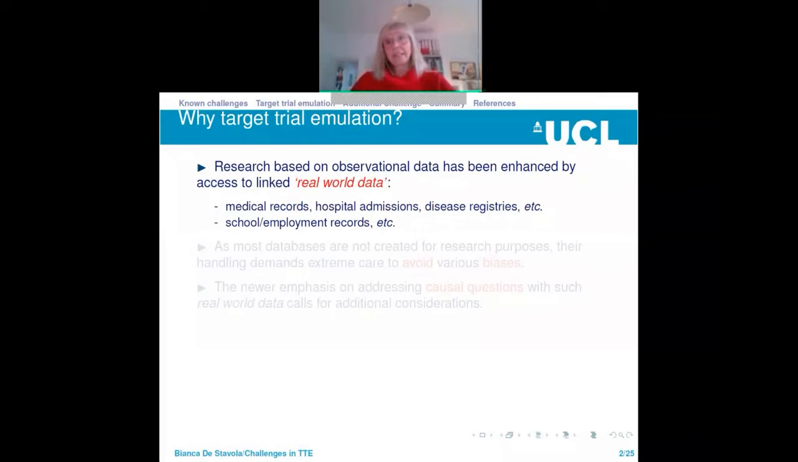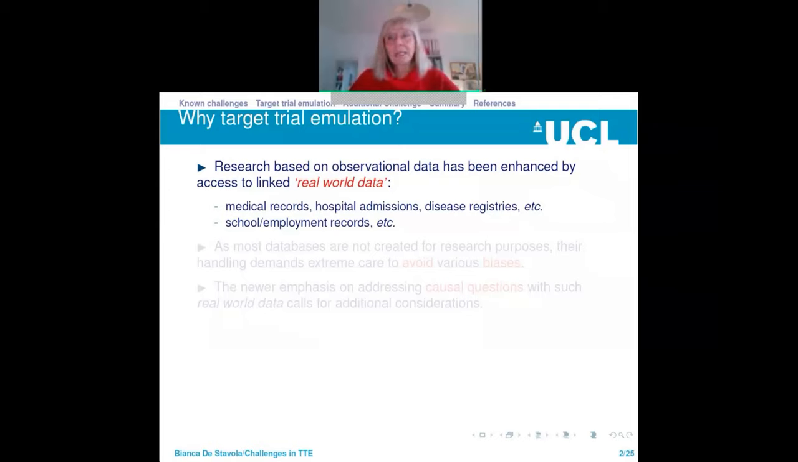Research based on observational data has certainly expanded lately with the access to linked data from different administrative and official sources, what is sometimes referred to as real-world data, or RWD. This consists of medical records from tertiary access to hospital admissions, disease registries, especially cancer registry, diabetes registry, as well as more demographic and social databases such as school records or employment records. For those of you who are from Denmark or from Scandinavian countries, this is pretty normal stuff.